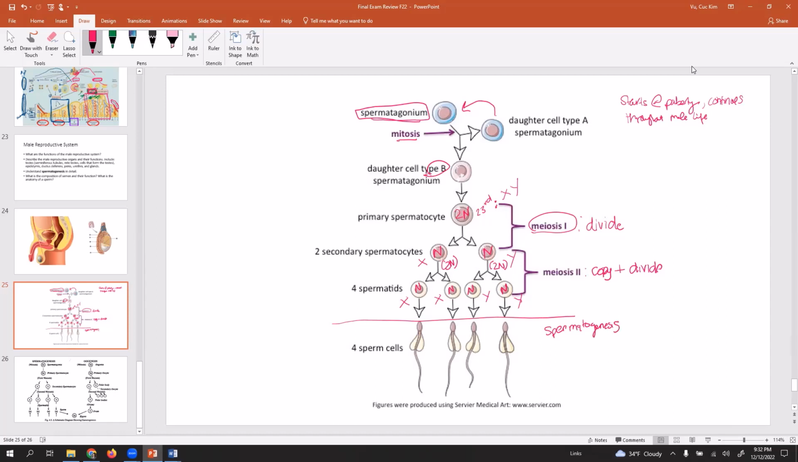Essentially, it develops a flagellum, and that's when it becomes a mature sperm due to the development of the flagellum. Okay, ladies. Okay, so any questions?